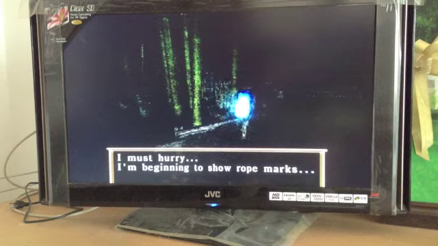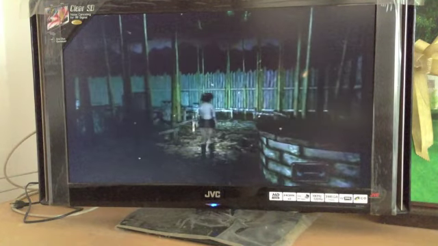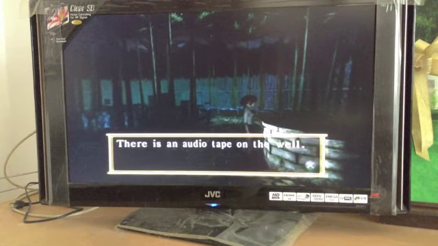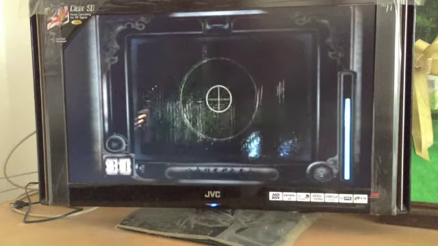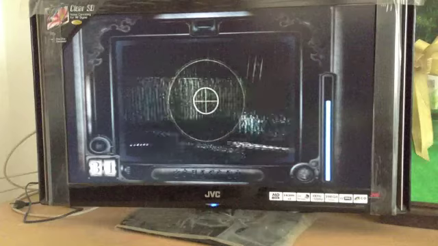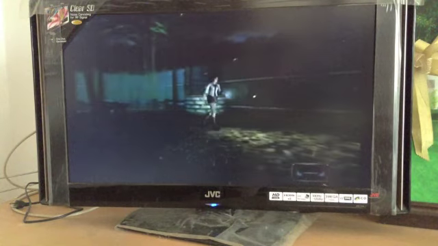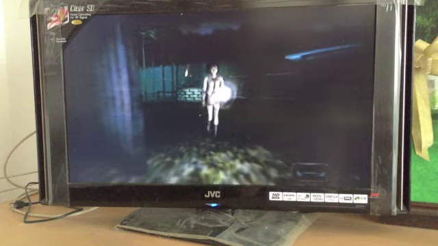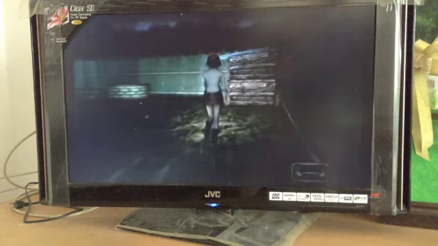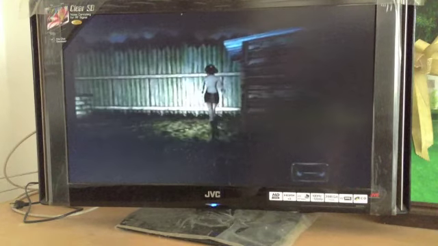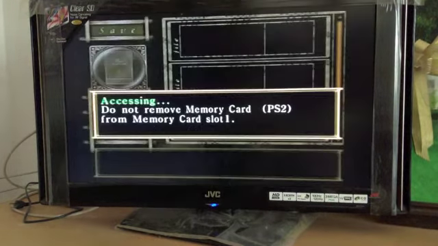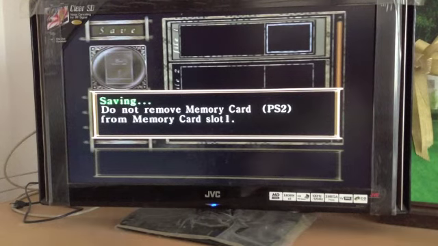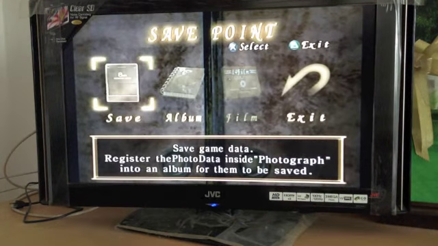Must hurry. I'm beginning to show road marks. Put tape on the well. There's something here, isn't it? Whatever, I'm just gonna save for now, because I need to refresh my stream. Oh wait, wrong way. Save. And well, be back in a moment.